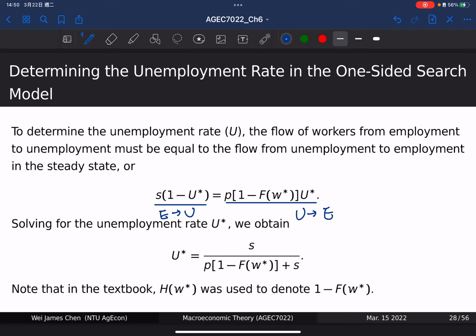And solving for this unemployment rate, you will find that U star equals S divided by P times 1 minus F of W star plus S. Okay. And in the textbook, he defined this thing to be H of W star. So it writes P times H of W star times U star, but it's the same thing. I want to consistently use the same notation, so I didn't write the H of W star.